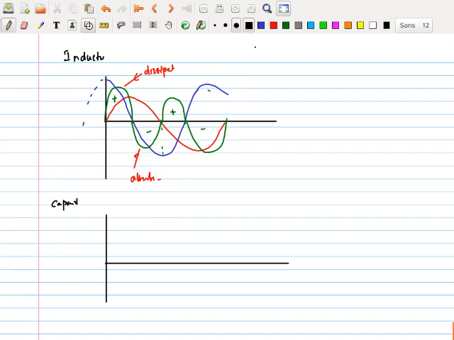capacitor. In a capacitor, this is V, right? This is V, and this is I. It is 90 degrees out of phase. Again, you would see what? This is plus, at this point it is 0. There you are. See? Plus, minus, absorb and dissipate.